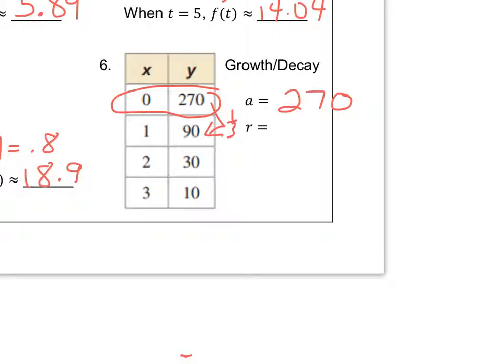Now, to figure out our rate, the 0.33 is not our rate, that's our decay factor. We're going to have to take 1 minus 0.33, and that gives us approximately a 0.67 as our rate. Okay, turn the page.